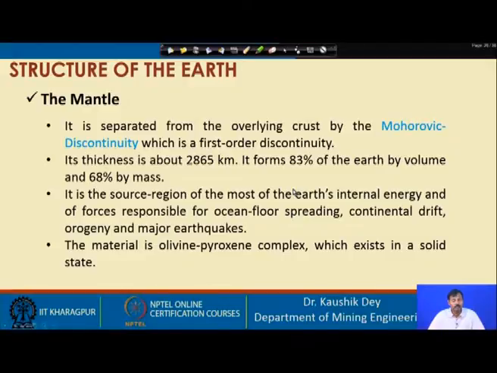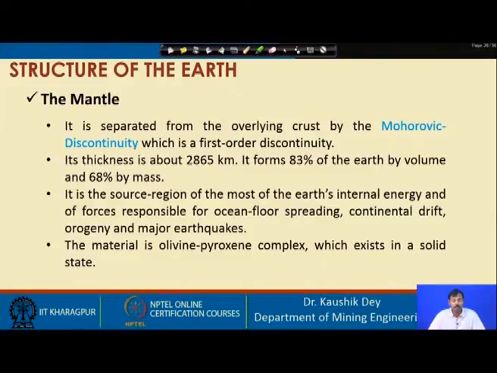The mantle has a thickness of around 2900 kilometer. Mantle is the major part of the earth, comprising around 83% of the earth volume and 68% of the mass. So, the mantle part is very important, and basically it is where the tectonic activities are created.